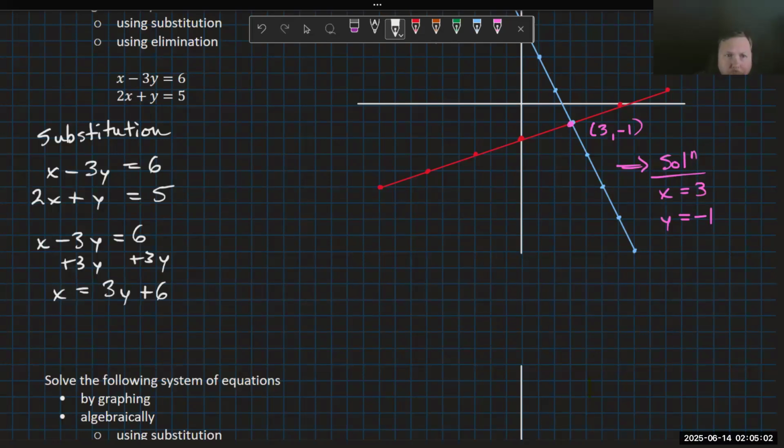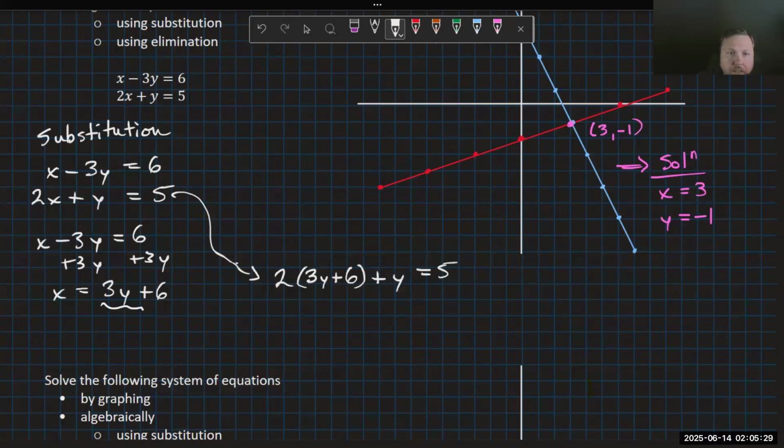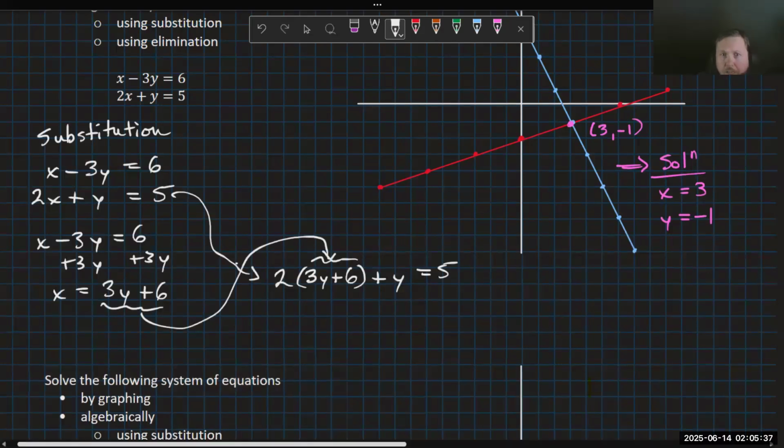Okay, so now I'm going to take this other equation. So I have 2, and where my x is, I'm going to put a set of parentheses because I'm going to replace the x with the 3y plus 6. So this is getting substituted here. Okay, and now I have an equation in one variable that I'm going to solve.